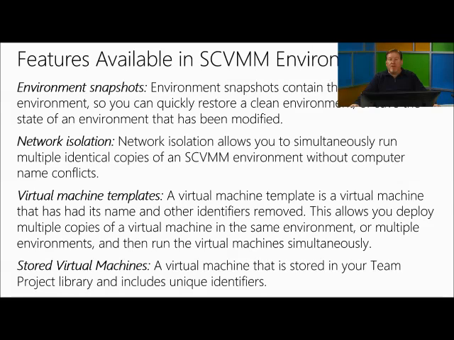First is environmental snapshot. Nicely enough with SCVMM, you can take a snapshot of the entire state of the lab environment. So you can quickly clean that, basically wipe it, and then also rebuild it really fast. This saves a lot of time in regards to load time and helping you establish a base state of the environment. Also, the nice part about SCVMM is it provides network isolation. And that means that it will take your environment and you can multiply that testing environment across multiple VMs without having computer name conflicts, which is really, really nice.